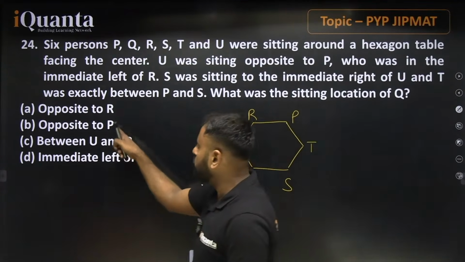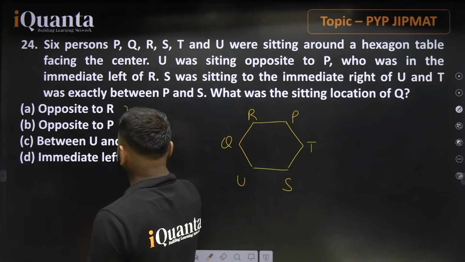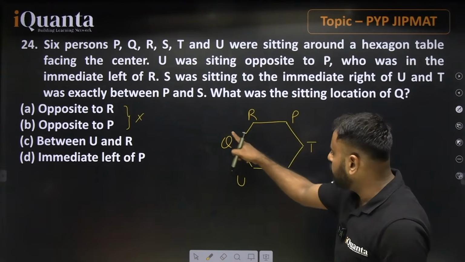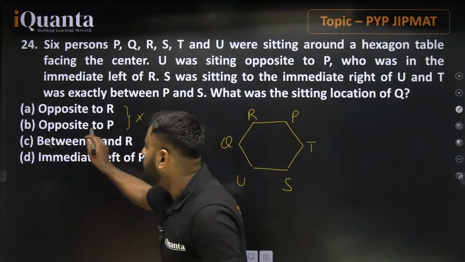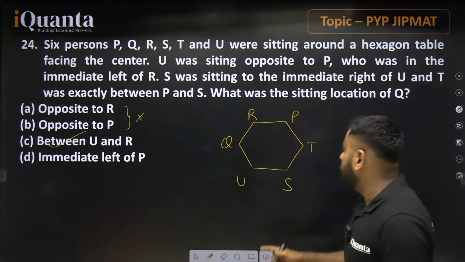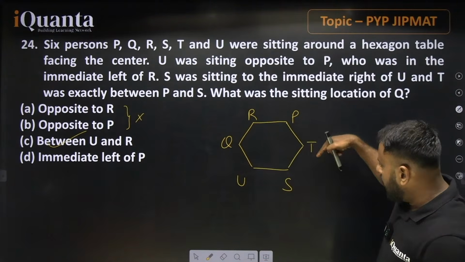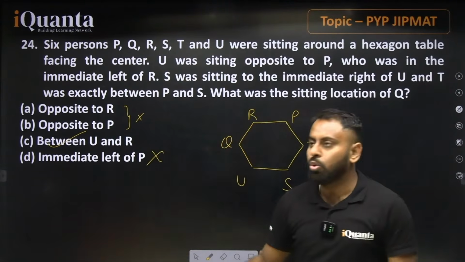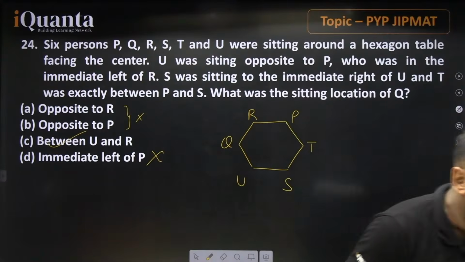Do we have any such option? No, we don't have any such option, so these options are eliminated. Between U and R, yes, Q is sitting between U and R. Option number C is the right one. Immediate left of P? No, immediate left of P is T, and the statement is asking about Q. So the correct answer is between U and R, which is option number C.